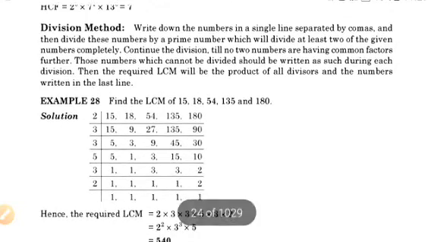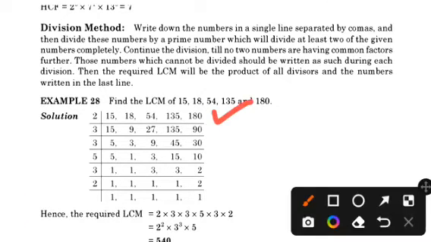Okay, and now we try the LCM for the given numbers by using the division method. In order to find the LCM for the given numbers by using the division method, first we write all the given numbers in a single line, separating them by commas. Like this, we write 15, 18, 54, 135, 180, and start dividing by the lowest prime factor, that is 2.